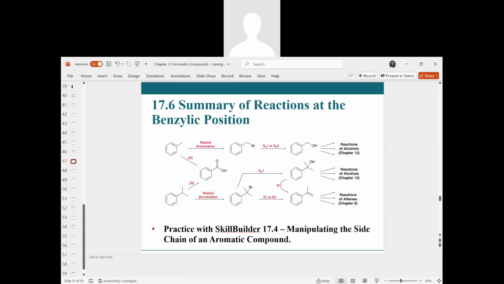So this slide shows a summary of all of the reactions that you should familiarize yourself with at the benzylic position. So everything from radical bromination, oxidation, substitution, and elimination.